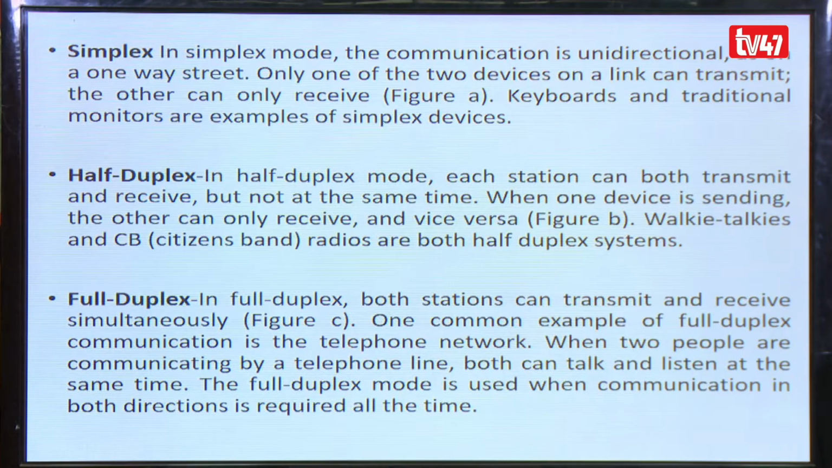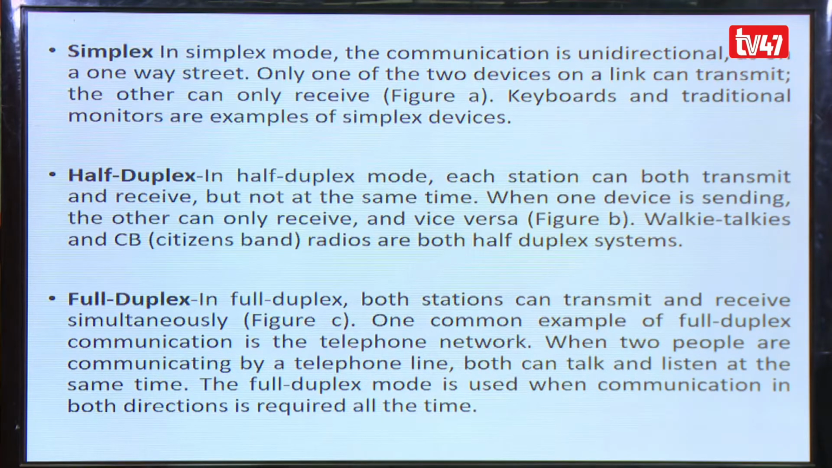Then we have half duplex. Communication can happen both ways, but not at the same time. So we say half duplex mode: each station can both transmit and receive, but not at the same time. When one device is sending, the other one can only receive, like what you have with walkie-talkies and the like.